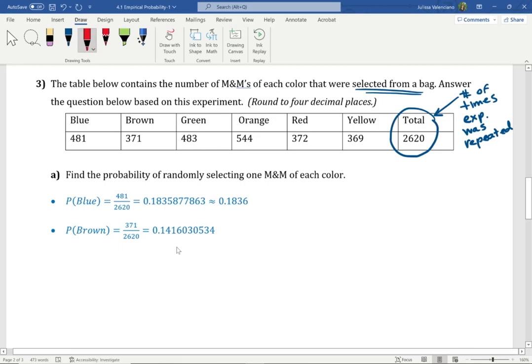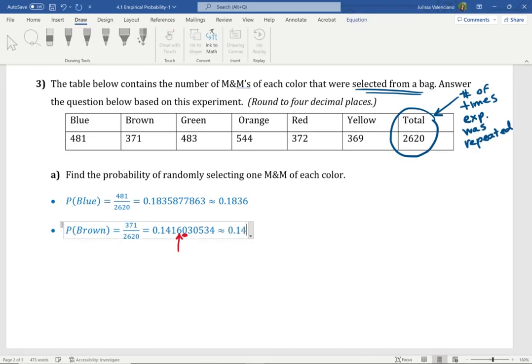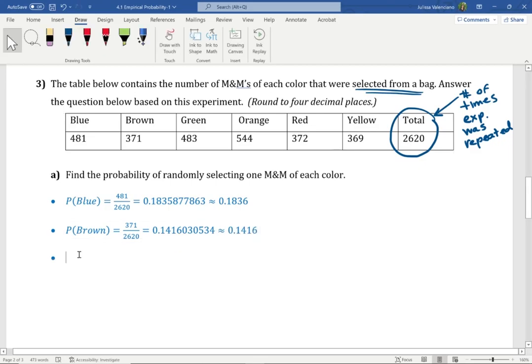round. Let's go ahead and place an arrow on the place value. We need 4 values after the decimal, so we're looking at 6 here. We need to look at the value to the right of 6, which is 0. Since 0 is less than 5, we're going to round to 0.1416. Let's do one more.